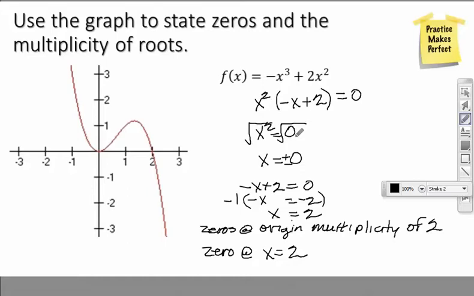You're going to have to factor, find out if you've got square root stuff going on, things like that. That way you can find out how many times it's actually crossing the x-axis at that point.